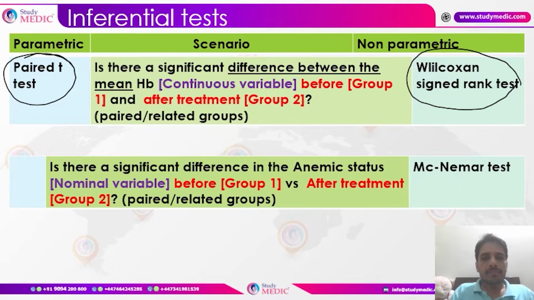Now, when do we use the McNemar test? We usually use the McNemar test if you want to find out whether there is a difference in a nominal variable, here the difference in anemic status between two related groups.